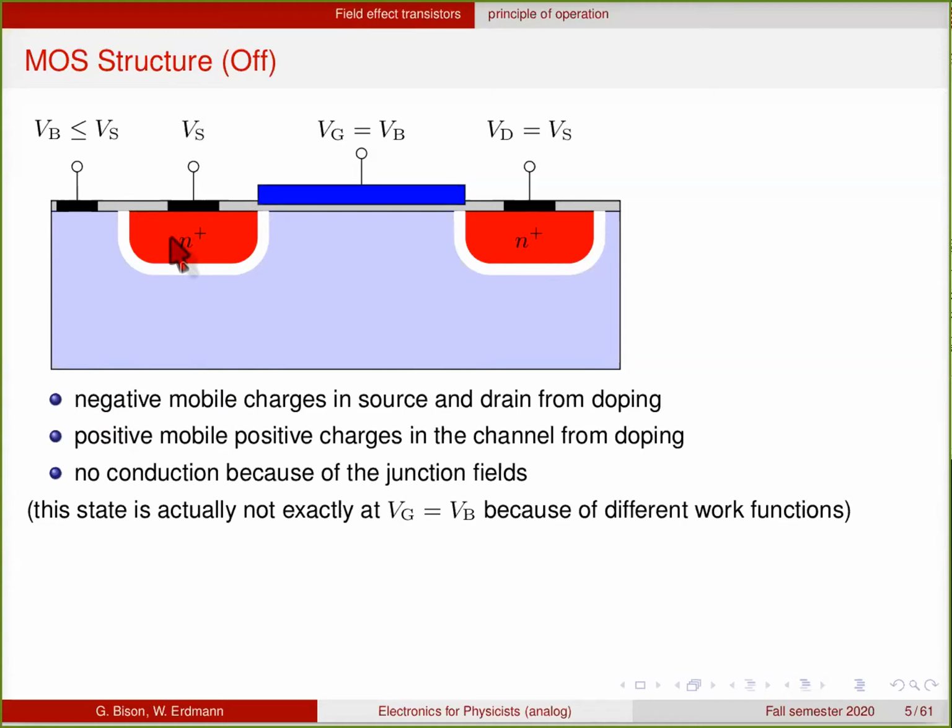Now we have negative mobile charges in source and drain, just from the fact that they're highly doped. We have some positive charges in the channel, less than in source and drain, because the doping is weaker, but we do have mobile charges here. But there's no conduction between source and drain because of the junction fields that keep the charges from going in and out. Strictly speaking, this is not the state that you have when the gate voltage is equal to the bulk voltage, because these are different materials, so we have a slightly different work function.